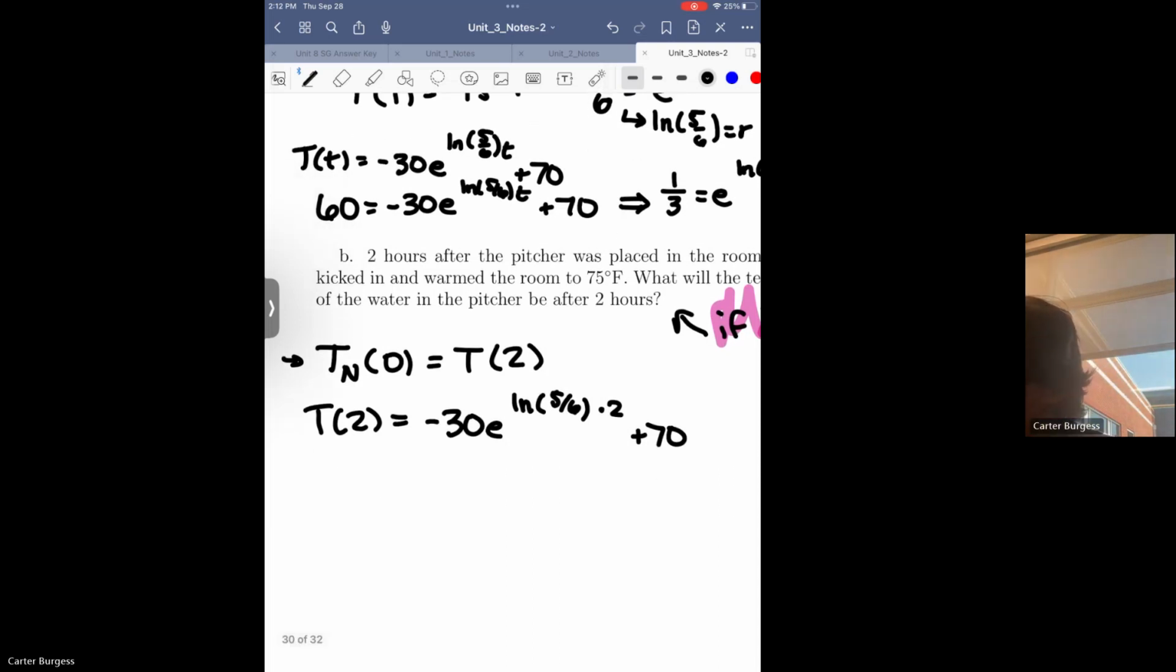All right. And this is done. This is just a number, right? There are no variables here. This is just a thing that you could plug into your calculator. And when I do, I get, I'm just confirming, times 2 plus 70. I get that this is equal to 49.16 repeating degrees Fahrenheit.